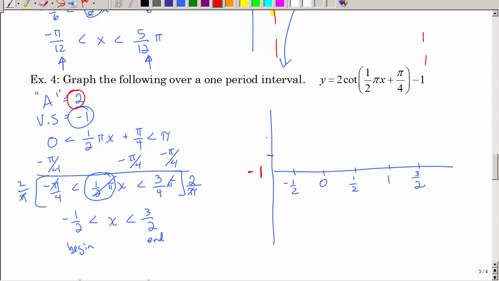I need to go up 2 from there and down 2 and label that. And again, those are where my asymptotes are. And then the middle is always going to be 0 along your horizontal shifted axis. Remember, it shifted it down 1. And then where does your cotangent? Well, it's going to come back 2 above your horizontal axis and 2 below your horizontal axis.